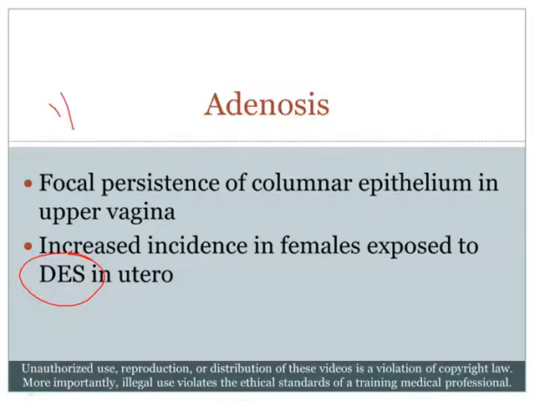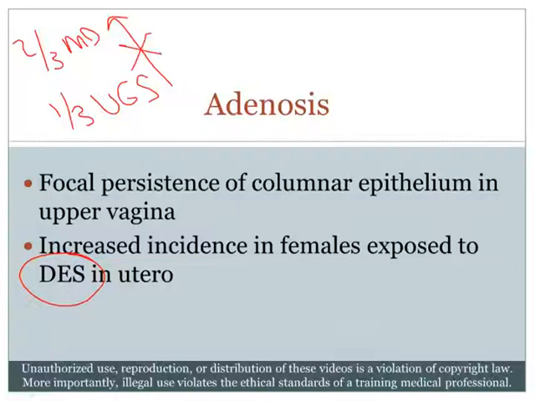So again, remember that the lower 1/3, which was derived from the urogenital sinus, was squamous, and the upper 2/3, which was derived from the Mullerian duct, was columnar. And these squamous cells would go up and would normally replace the columnar cells. However, DES would block this process, and women who were exposed to DES in utero when this process was occurring in fetal life would eventually not have this process occur properly, and so they would have residual columnar cells, and the presence of those residual columnar cells was called adenosis.